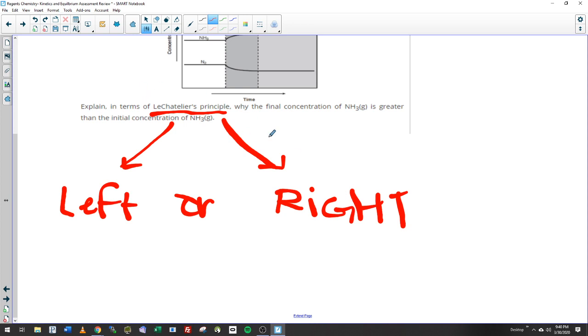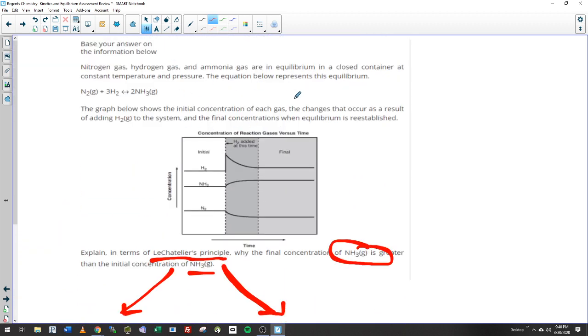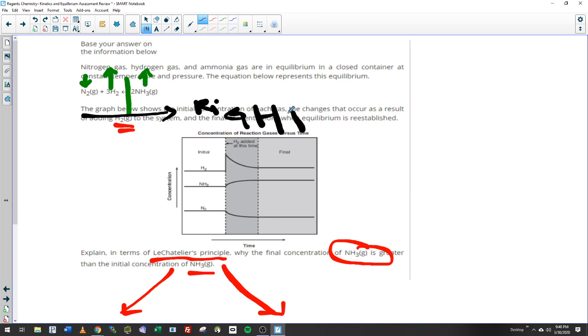They want to know, in terms of Le Chatelier's principle, why the final concentration of NH3 is greater than the initial concentration of NH3. So, if I go back here, I am adding H2 to the system. So, cut the reaction. I have more H2. I will produce more ammonia. I will have less nitrogen because I consumed it in the process. If I were to evaluate this in terms of the shift, I would be shifting to the right. And the right answer here that I was looking for is to the right.